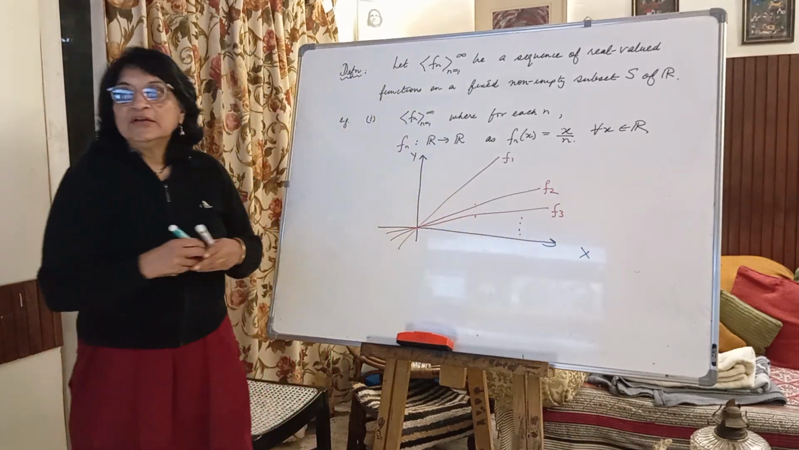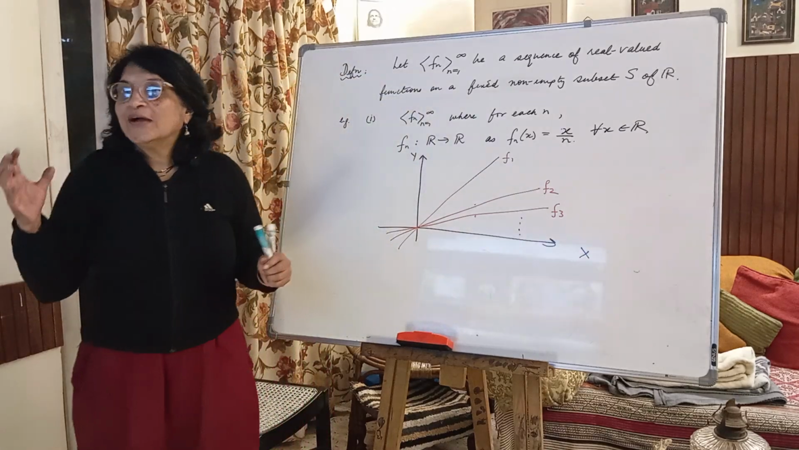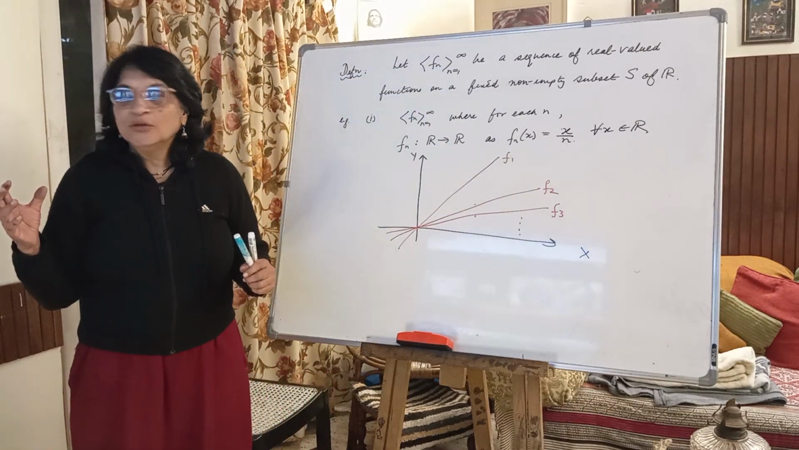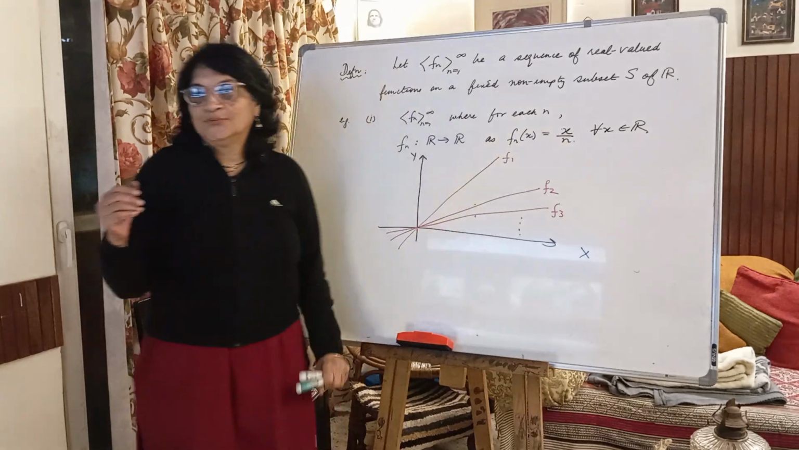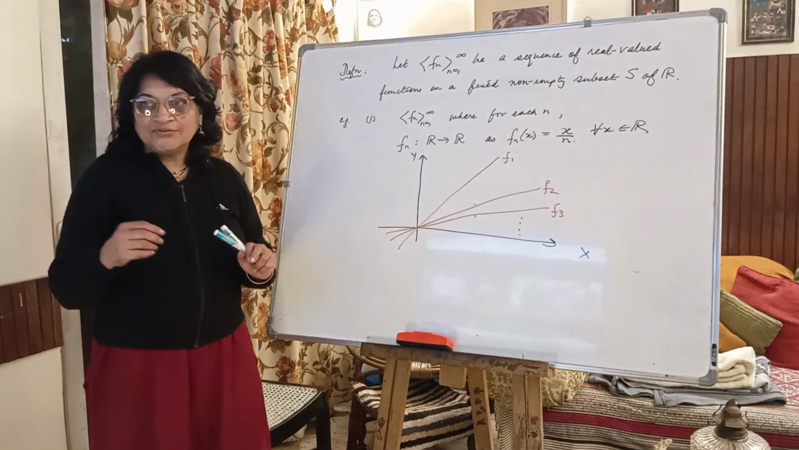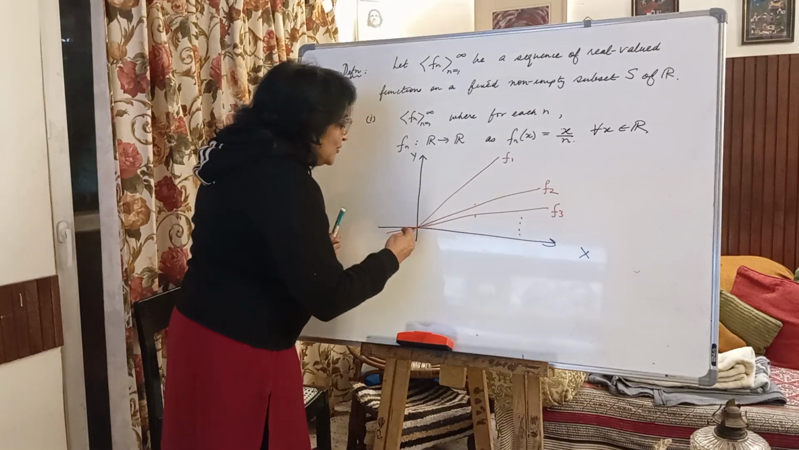After some time, it will be so close to the horizontal that you can't make out the difference. Although it will never be equal to the horizontal, because whatever n may be, this is not 0. It's only 0 at this point. Okay? But it looks like it's tending to 0.